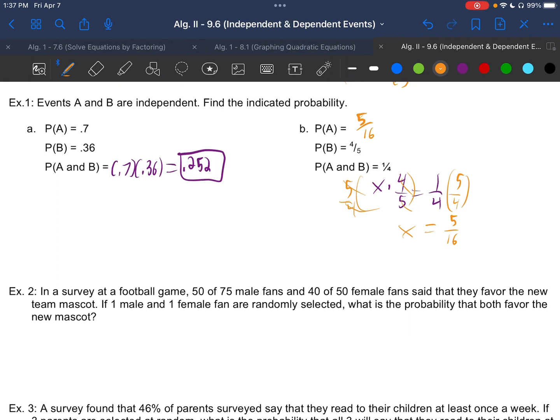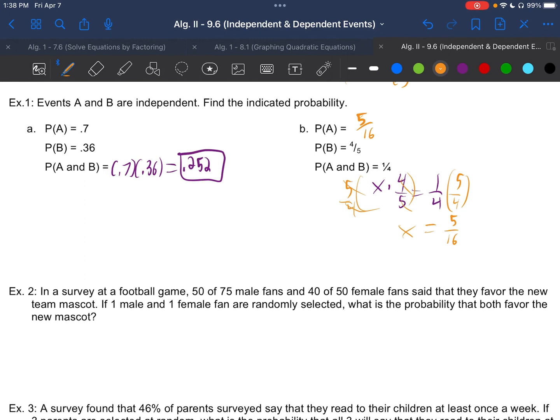Example 2, in a survey at a football game, 50 of 75 male fans and 40 of 50 female fans said they favor the new team mascot. If one male and one female fan are randomly selected, what's the probability that both favor the new mascot? So, the question becomes, hey, is this independent or dependent? Well, is what the male says going to impact what the female says? No, they shouldn't, as long as they already were surveyed beforehand. So they were already given their answers, and there's no way that they're going to answer based upon another.